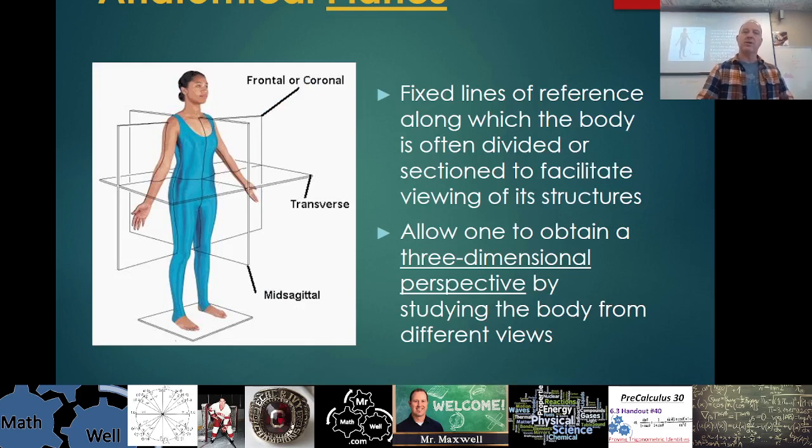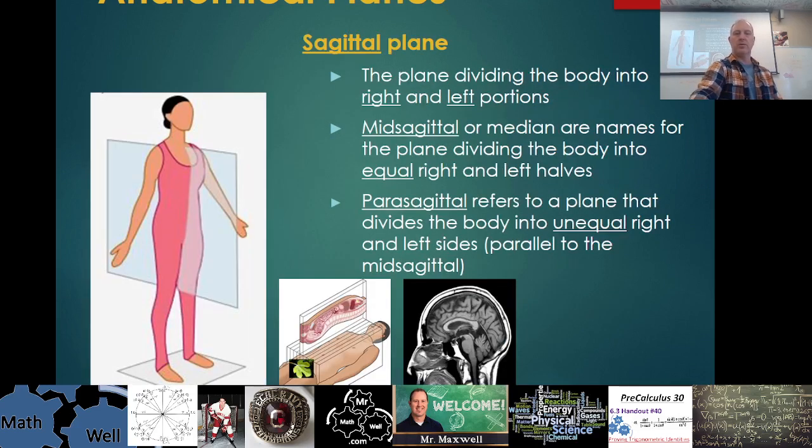All right, fixed lines of reference along which the body is often divided or sectioned to facilitate viewing of its structures. That's what an anatomical plane is. It allows one to obtain a three-dimensional or 3D perspective by studying the body from different views. And yes, we'll talk about each one of these different kinds of planes as we move through. Okay, so it gives you a 3D perspective when you talk about the different planes.